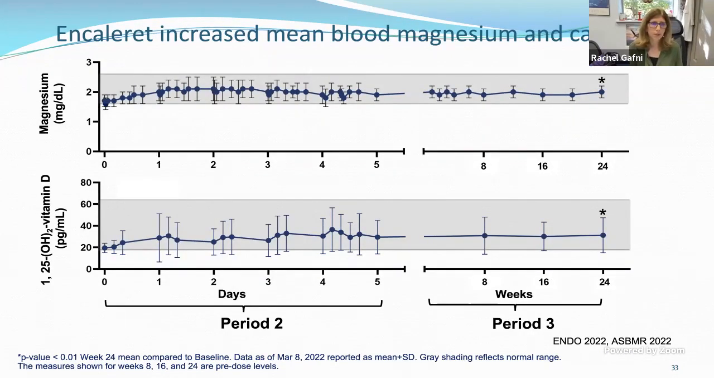Magnesium levels shown in the top also increased into the mid-normal range, as did the calcitriol level, which is also called the 125 dihydroxyvitamin D. So the patients weren't taking any calcitriol, but their bodies were better able to make it.